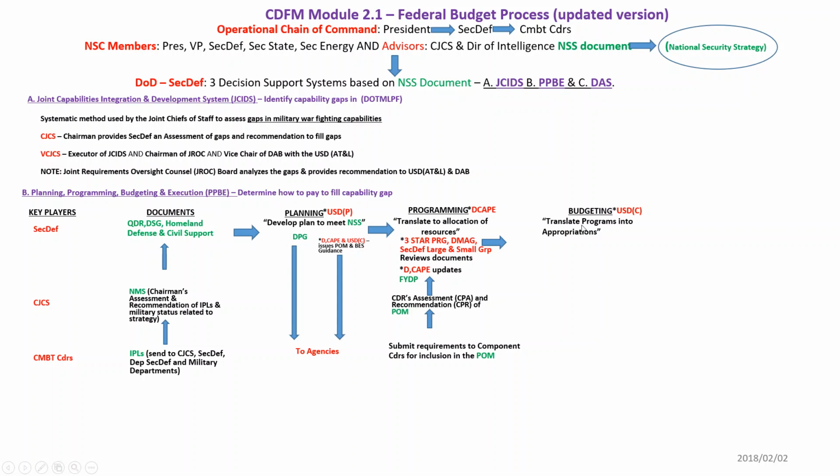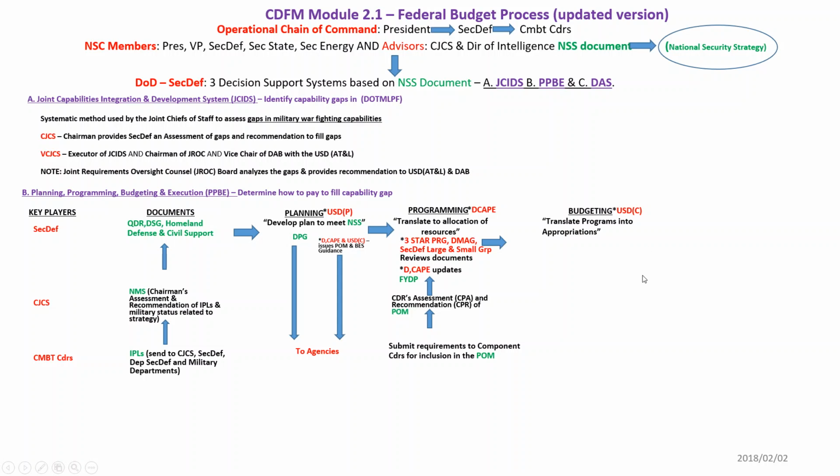All right, so who's responsible for the budgeting phase? The Undersecretary of Defense Comptroller is responsible for the budgeting phase of PPBE. The purpose of the budgeting phase is, now that we know what our resources and our programs are, we want to translate the programs into appropriations, because we're getting ready to request funding from Congress, and we need to ask for the funding in the appropriation format that Congress recognizes. So we need to translate those programs into appropriations.